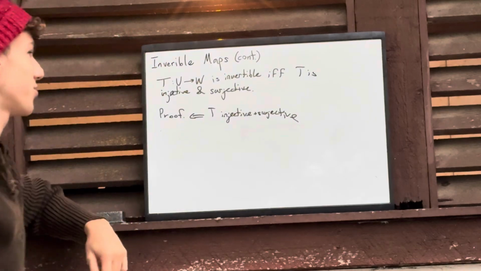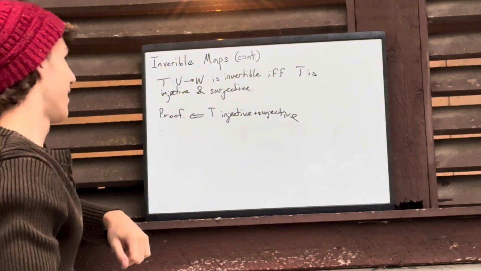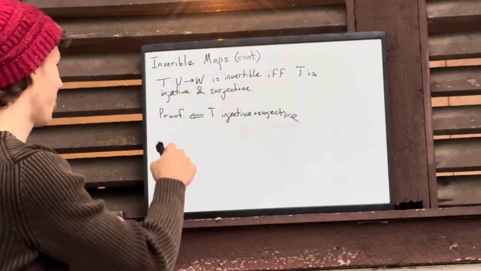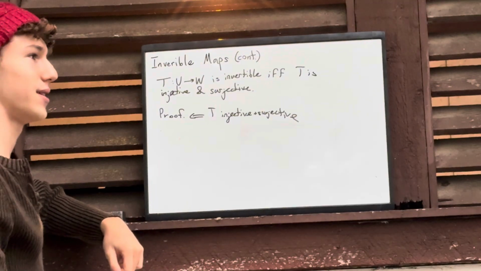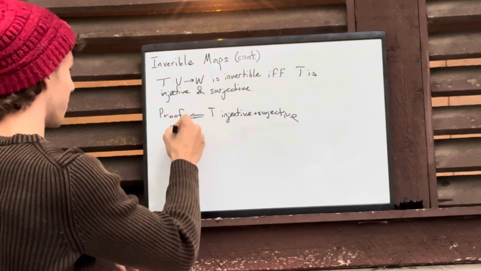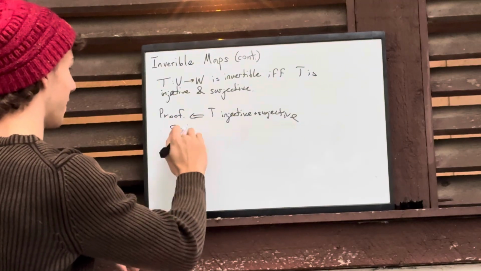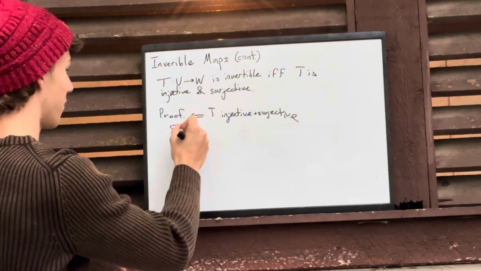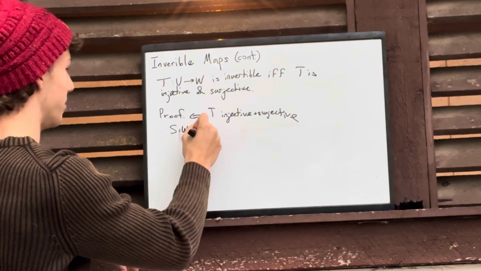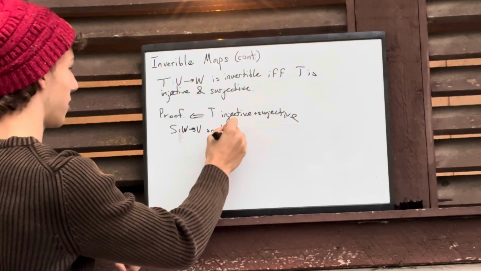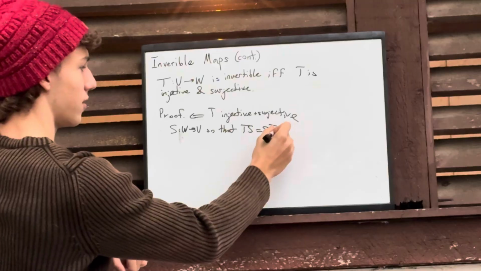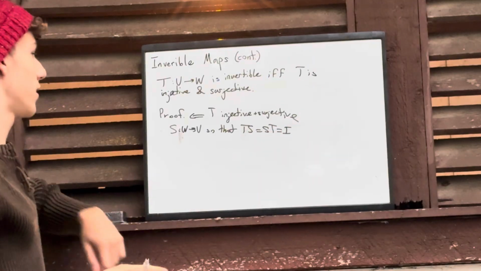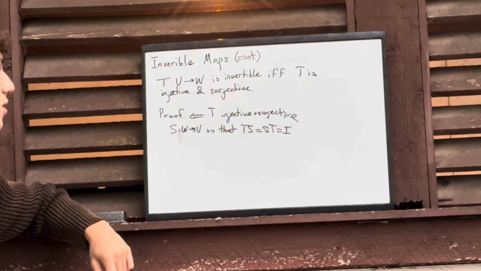Wonderful. T is injective and surjective. How do we prove T is invertible? Okay, it's a little tricky. We want to find some kind of function. Do we find a function? That's the question. So we want to find some function, again going from W to V, so that TS equals ST equals the identity. Okay, so we want to find a function like this.